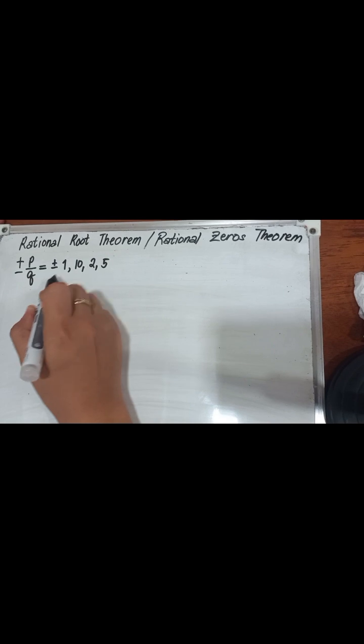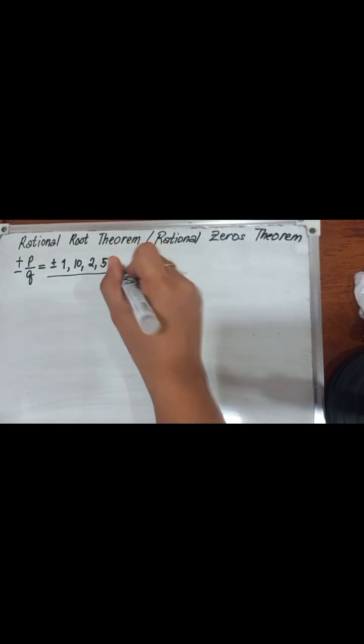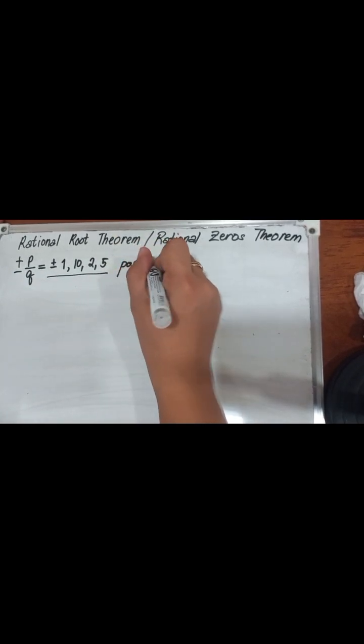Okay, now plus or minus p over q, these terms are just the possible rational roots.